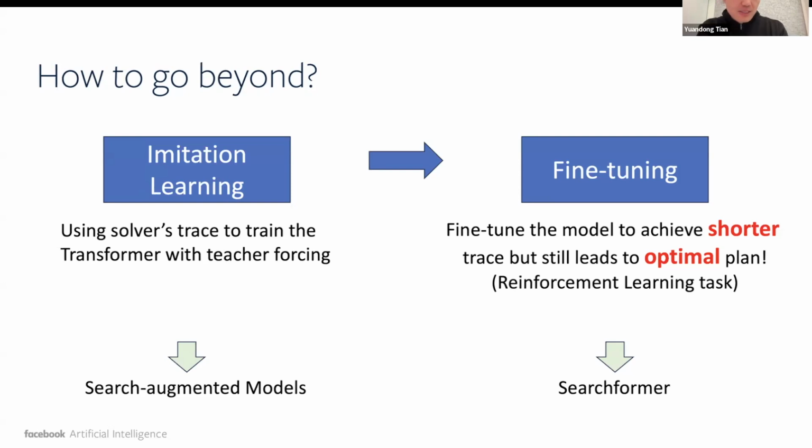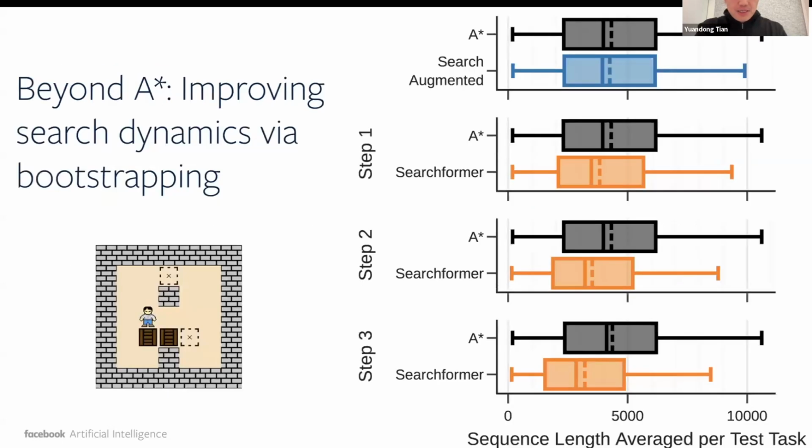You ask this search-augmented model to generate lots of trajectories, and you pick the trajectories that have fewer steps in their own search trace, but still end up with the optimal plan. You pick this subset of the data, fine-tune your model on top of it, and you can do this iteratively. This basically gives you the Searchformer results, and this Searchformer model does quite well in many different scenarios.